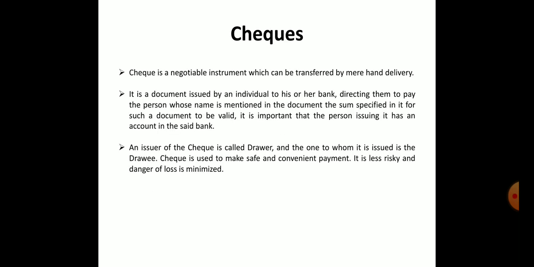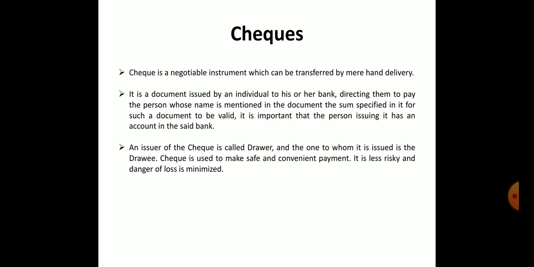Then cheque. A cheque is a negotiable instrument which can be transferred by mere hand delivery. It is a document issued by an individual to his or her bank, directing them to pay the person whose name is mentioned in the document the sum specified in it. For such a document to be valid, it is important that the person issuing it has an account in the said bank. An issuer of the cheque is called a drawer, and the one to whom it is issued is known as the drawee.